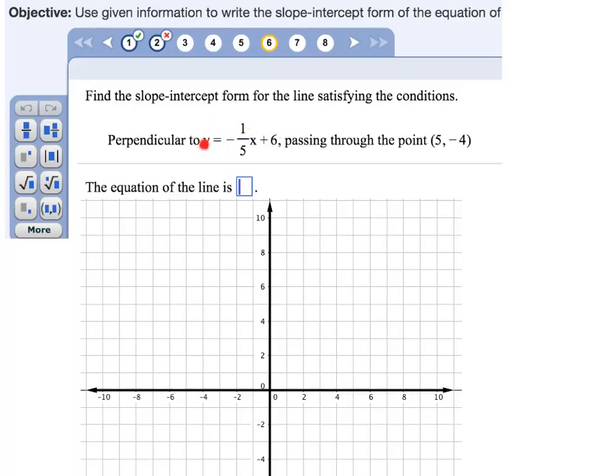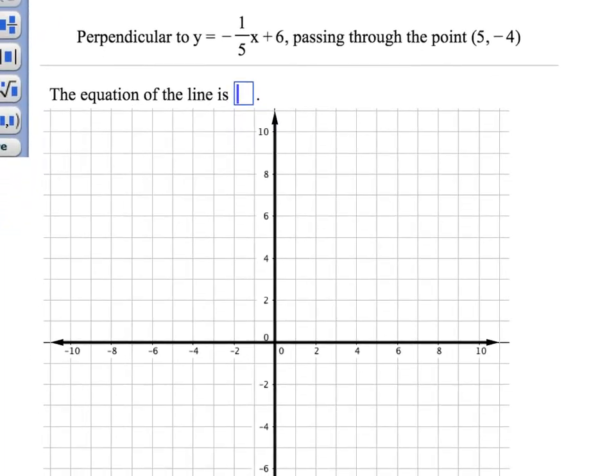Now, what does that mean? Well, let's first draw this line, because the line we're looking for is going to be perpendicular to this guy. We know that because of the plus 6, it's going to cross at 6. And we see that our slope is down 1 over 5. So let's do that: down 1, 2, 3, 4, 5 over 5. And then we could backtrack it: 5 over, up 1. So we see the line is looking like this.